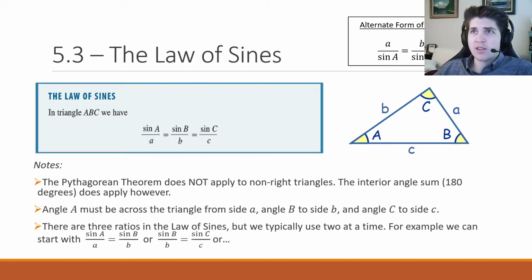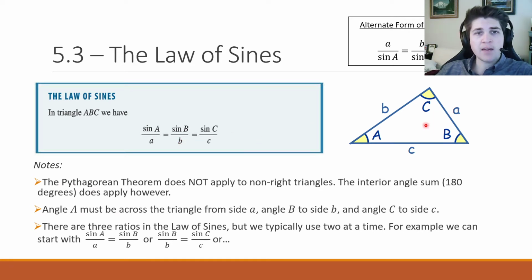So let's start with the law of sines. Let's look at the law of sines, explore how it works, some examples, and obviously, why it is true is something that I definitely want to focus on as well. The law of sines states that in triangle ABC, we have sine A over a is equal to sine B over b, which is equal to sine C over c.